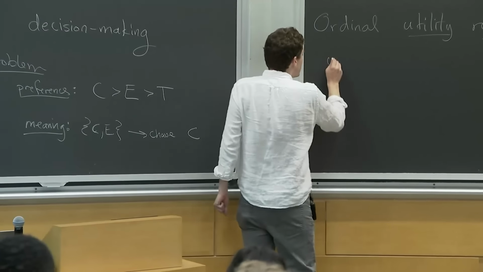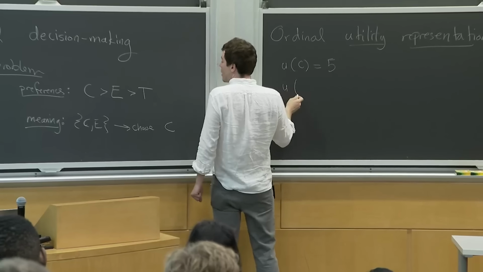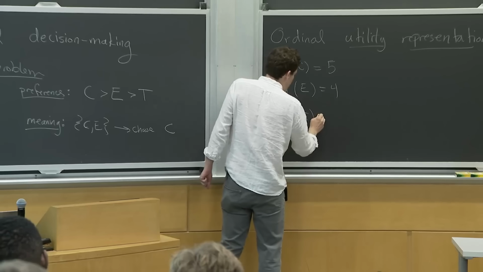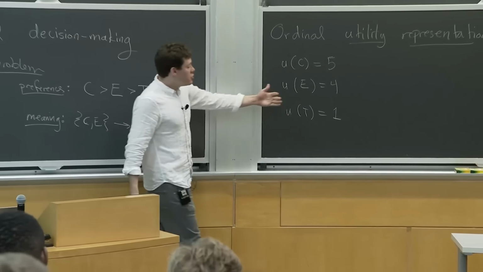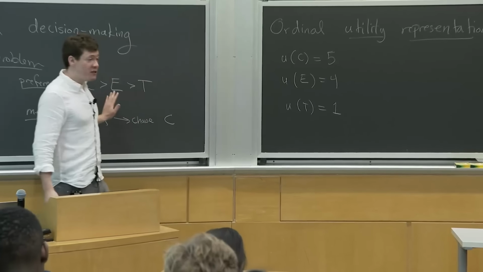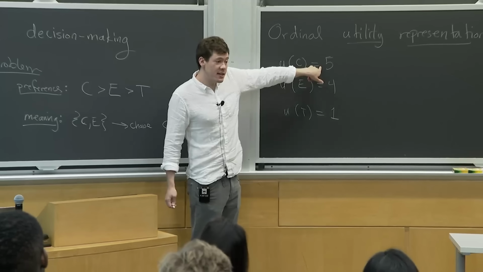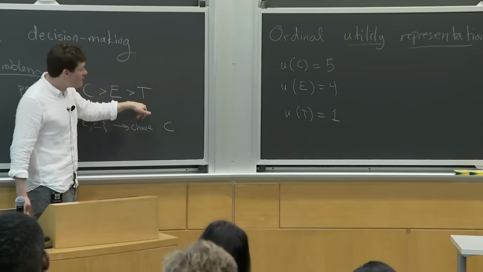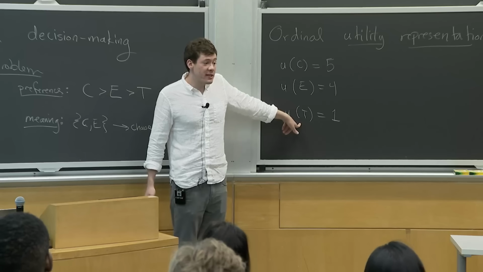Maybe my utility function is u of c equals 5, u of e equals 4, and u of t equals 1. This should be one utility representation of these preferences. Why do these utilities represent these preferences? Well, do I prefer C to E? Yes, because the utility assigned to C is higher than the utility assigned to E. Do I prefer E to T? Well, yes, because the utility assigned to E is strictly greater than the utility assigned to T.